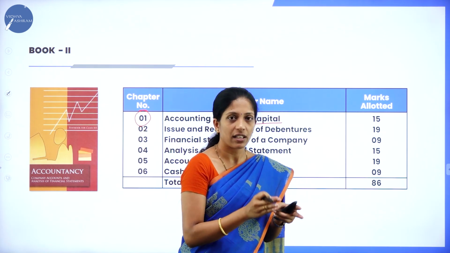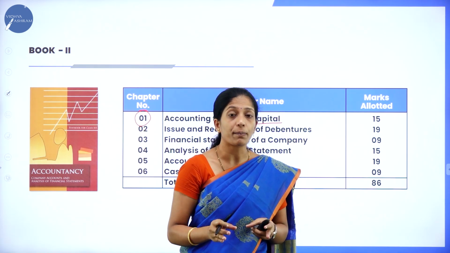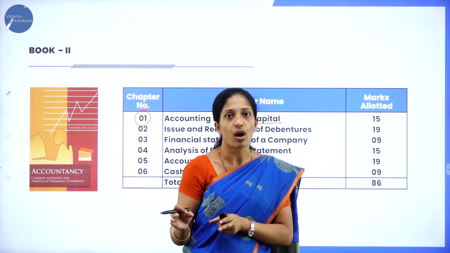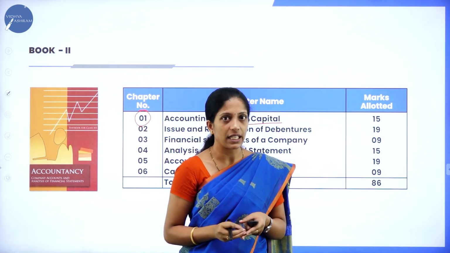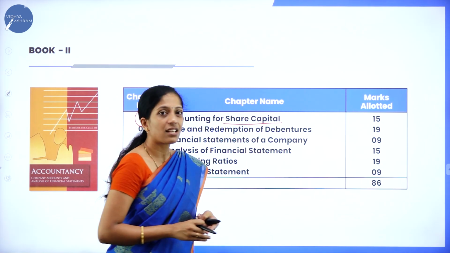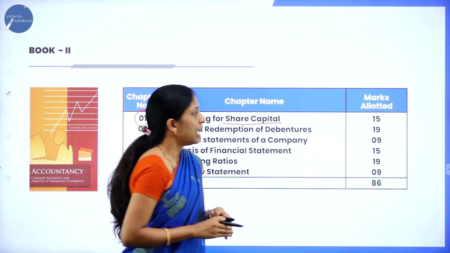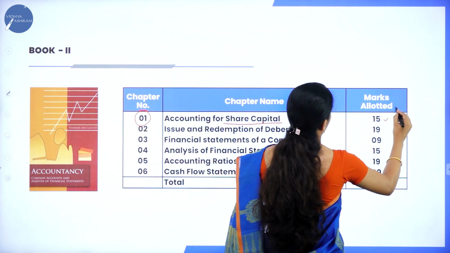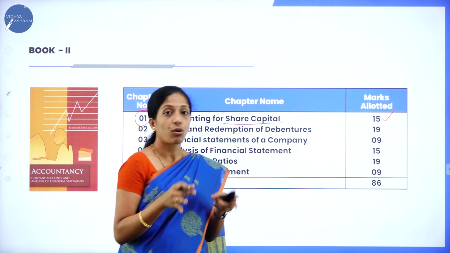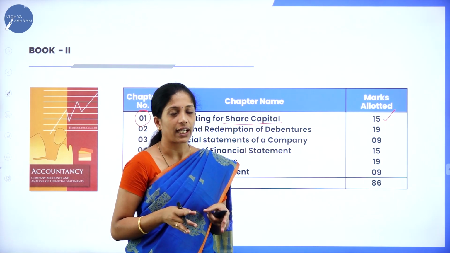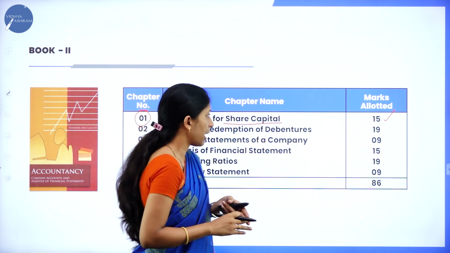It may be in terms of application stage, allotment stage and respective call stage. So that you will learn in detail. Your first chapter is about accounting for share capital and the total weightage is 15 marks. So the total weightage of accounting for share capital chapter is 15 marks.